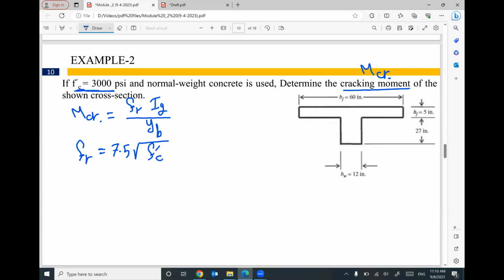And we have a long story behind this number. So FR equals 7.5 square root 3000 PSI. I can figure out the value of FR, an easy number. 7.5 times the square root of 3000. I got a number here, 410.8 PSI.